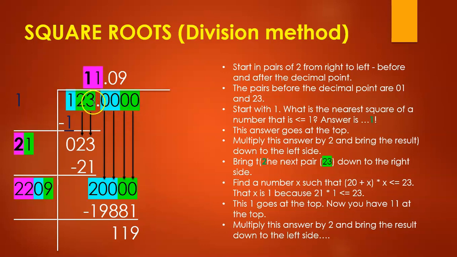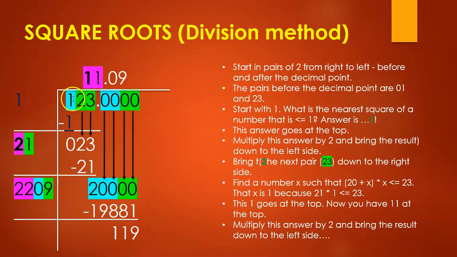So we group 2, 3 together, and then we're left with 1 on the left side of the decimal point, and then we group the zeros together. Okay, now let's start with the number 1 that we have here.